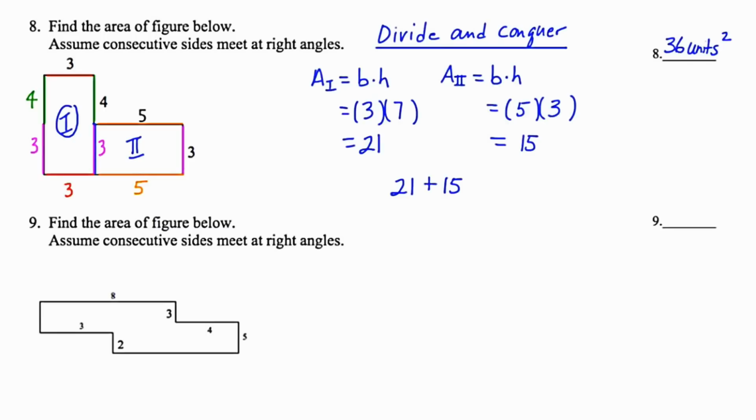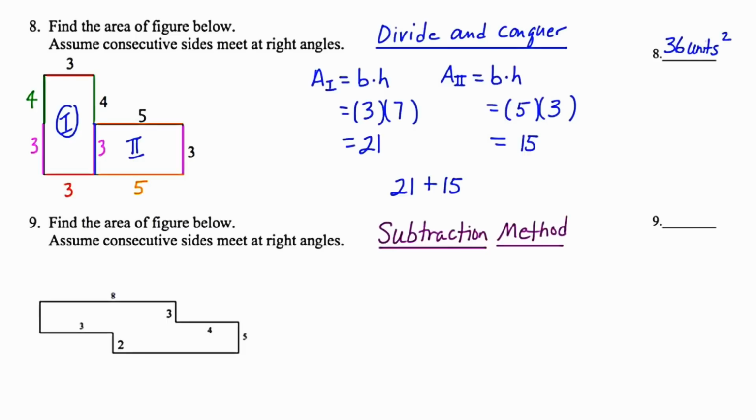It says find the area of the figure below. Assume consecutive sides meet at right angles. For this, I'm going to implement a strategy called the subtraction method. If you're a student in my class, I'd like you to write that down next to number 9, so you know for future reference that you solved it using the subtraction method.